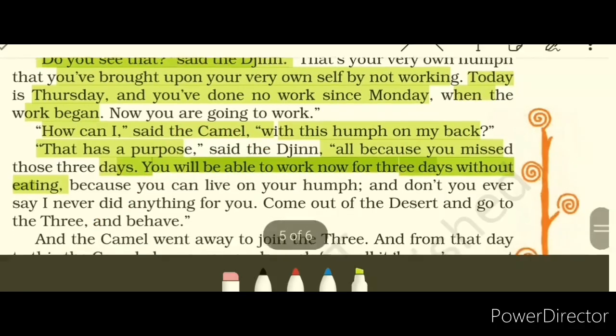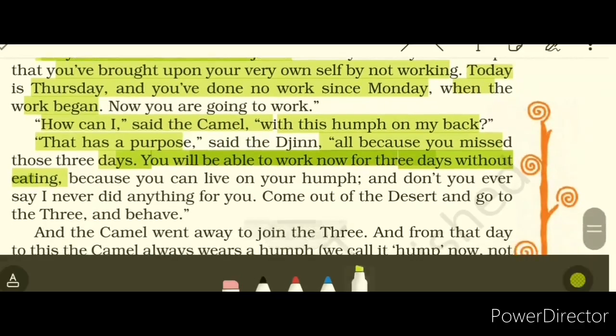Okay. So he says, because you can live on your hump, don't ever say I never did anything for you. So he's saying, now you have nothing to complain about. You won't feel hungry, and you can survive thanks to your hump. And don't ever complain that I did nothing for you. Here it is. Here is my help. Here is my assistance for you.